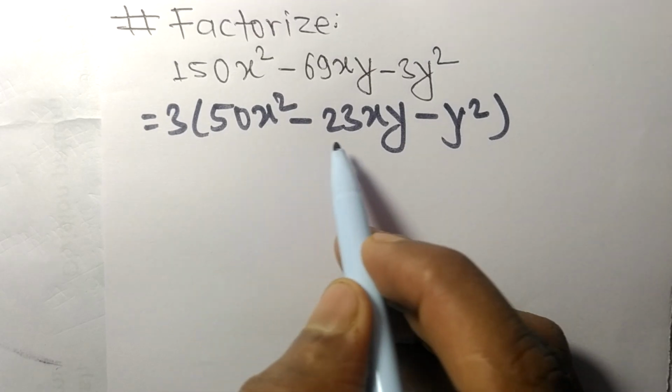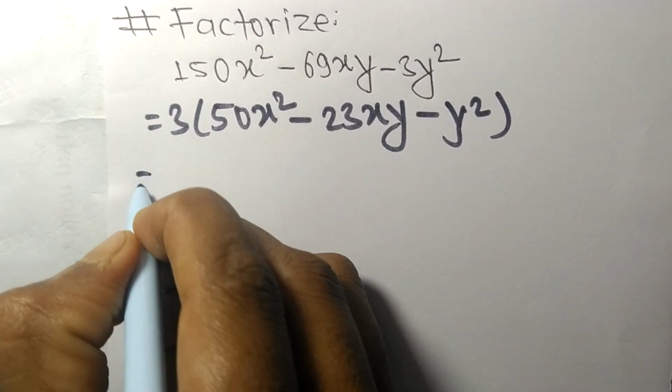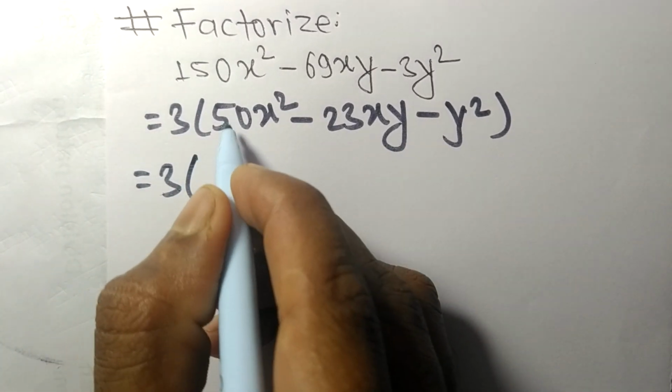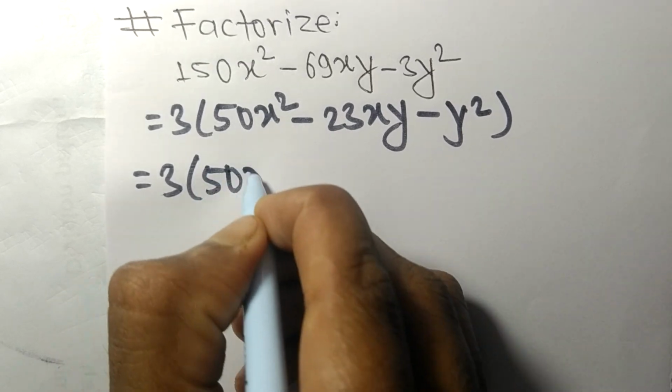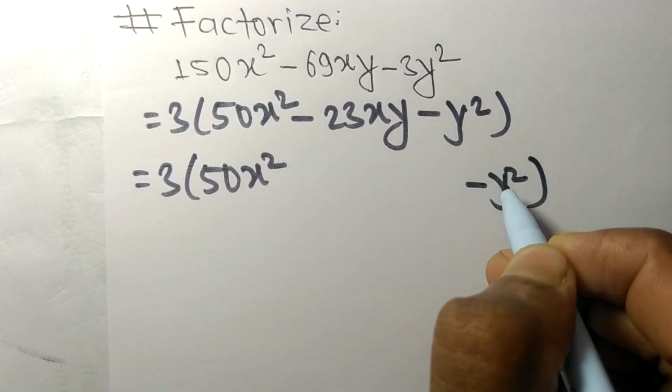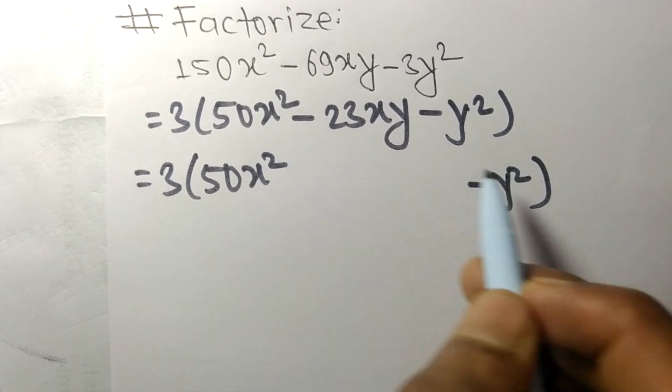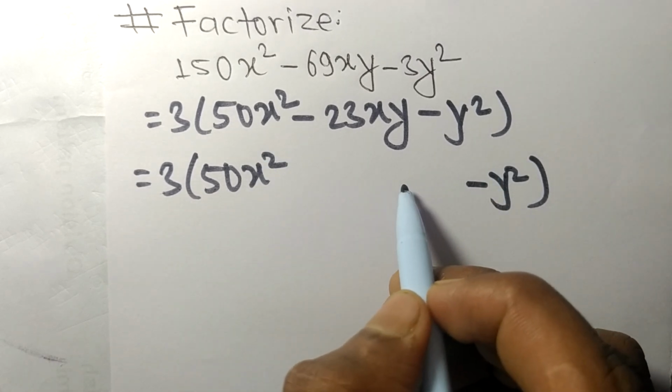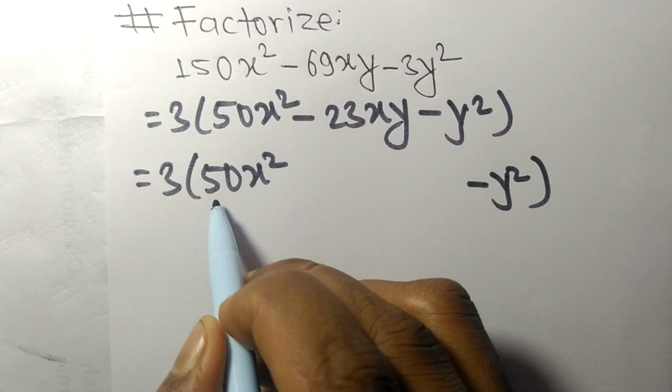Now we factorize this expression. So 3, and the first term 50x² and the last term minus y². Both are the same. Now we need the center part. For this we factorize 50.